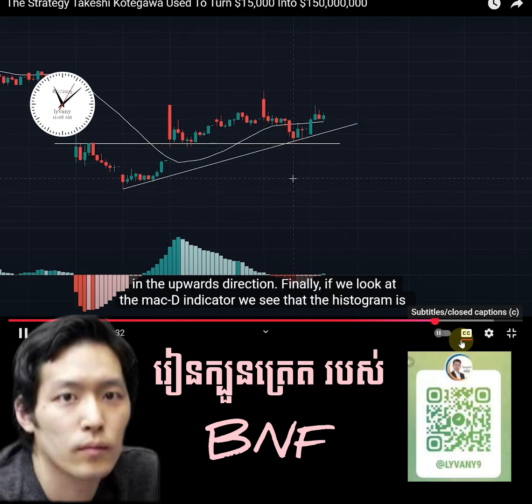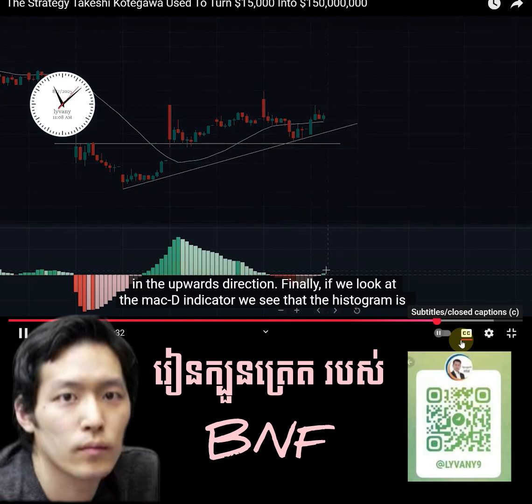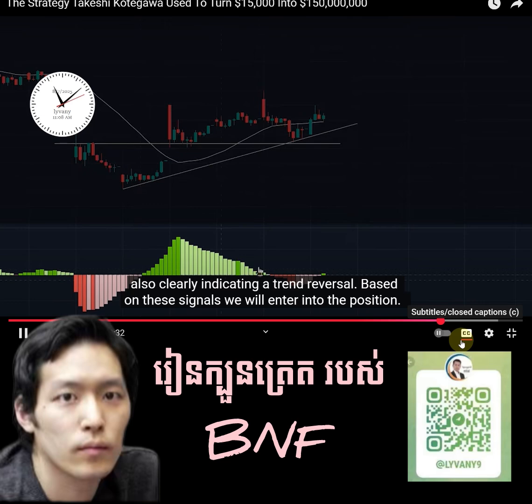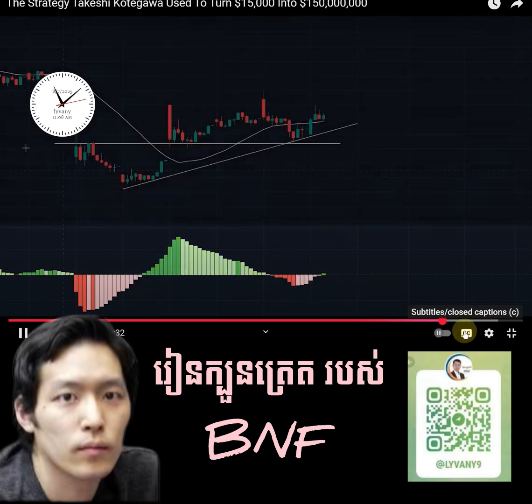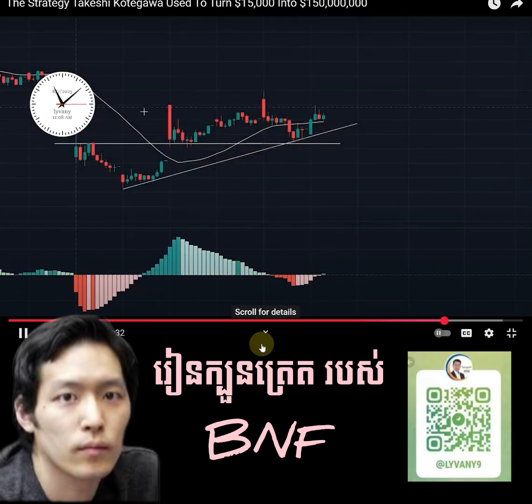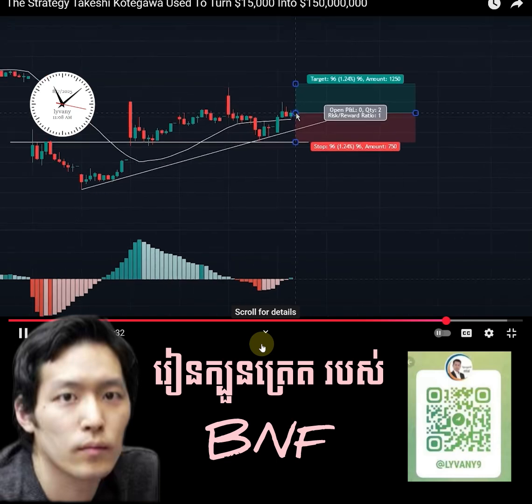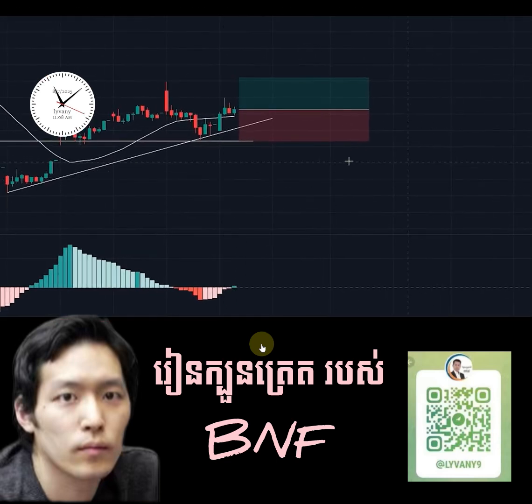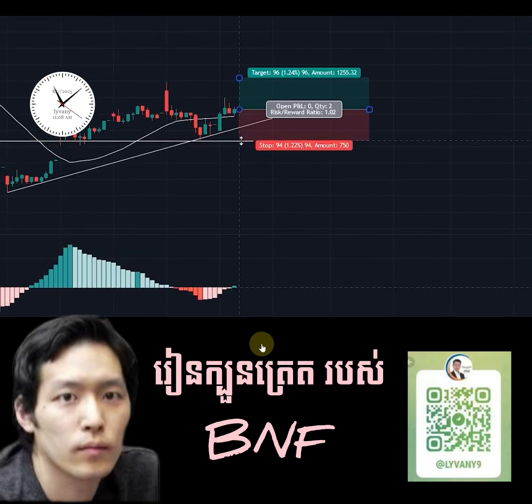Finally, if we look at the MACD indicator, we see that the histogram is also clearly indicating a trend reversal. Based on these signals, we will enter into the position. It's not clear what the exact strategy is for placing the stop loss that Takashi uses, so let's place the stop loss at the recent swing low.